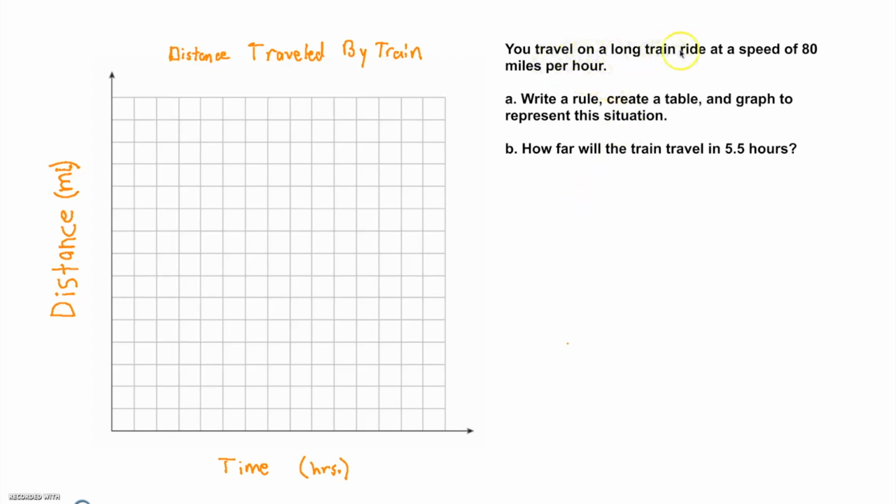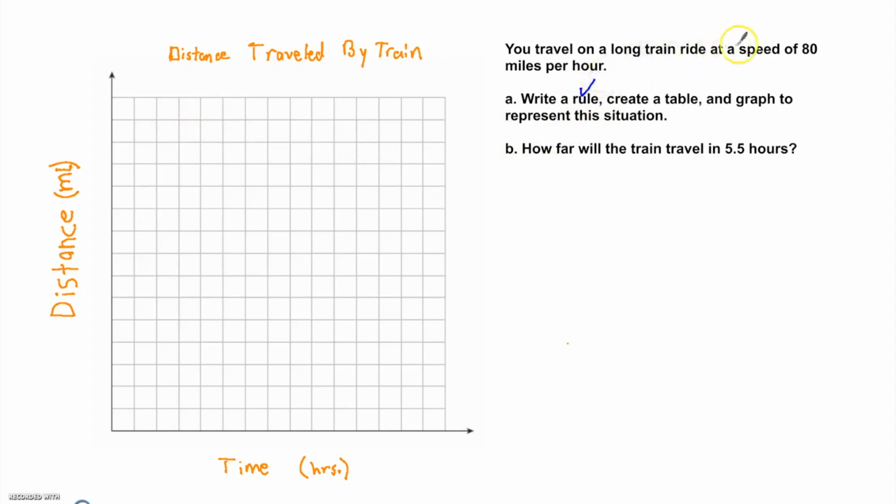So you travel on a long train ride at a speed of 80 miles per hour. What we're tasked with doing now is creating a function rule that represents that situation. This is a little bit less instruction than I've given you in previous videos. So let's come up with the function rule first.